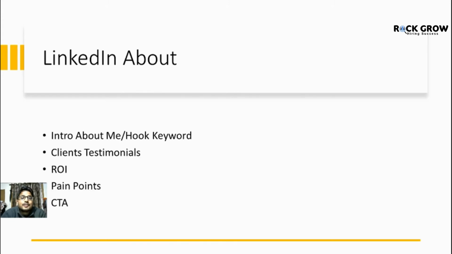Well guys, the next section that we have is LinkedIn about, or we can say LinkedIn summary as well. This section is very important in terms of elaborating the ROI of your product with respect to the buyer's pain point, then adding a call to action for generating inbound leads. I will be splitting the LinkedIn summary in the following parts: first of all, introduction about me, client testimonials, ROI delivered, pain points, and call to action. Let's do the practical analysis.